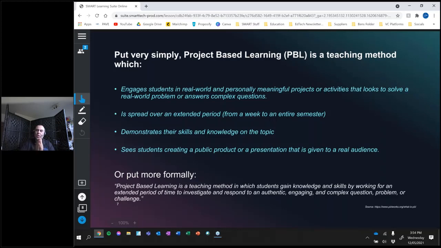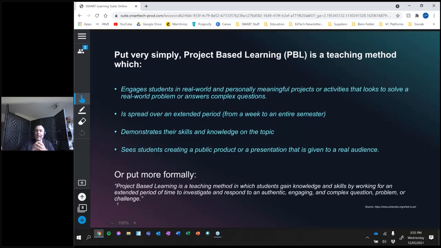So when I say a real audience, or when the term real audience or public product is used, it's something that goes outside of the boundaries of the classroom. So you are getting the students to do something that they see as being meaningful, that is going to impact someone else outside of their current learning environment.